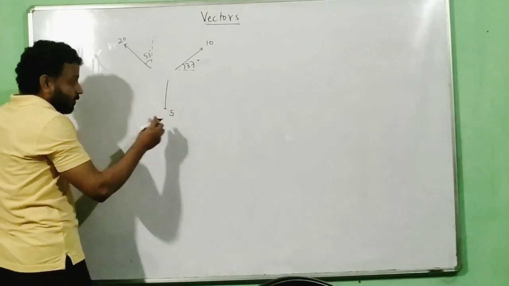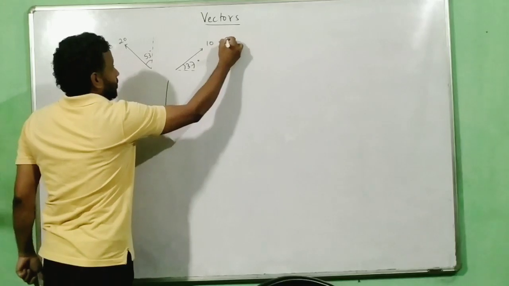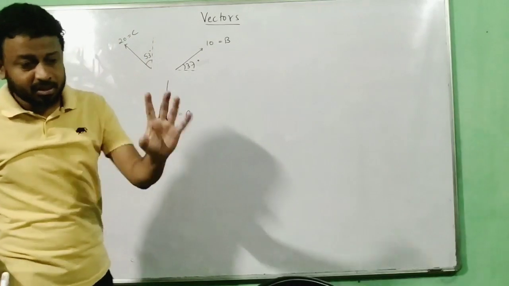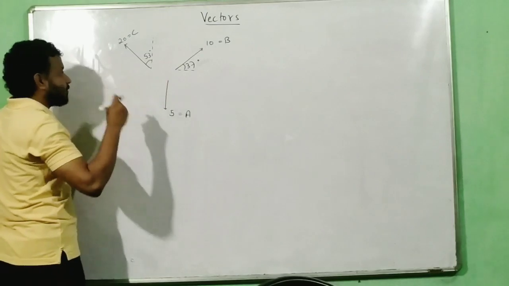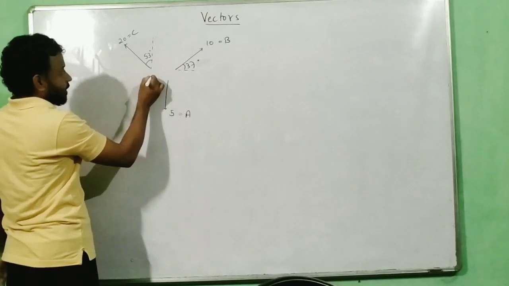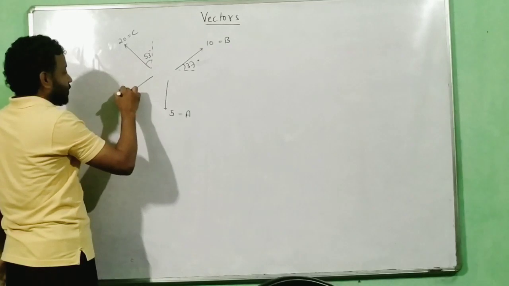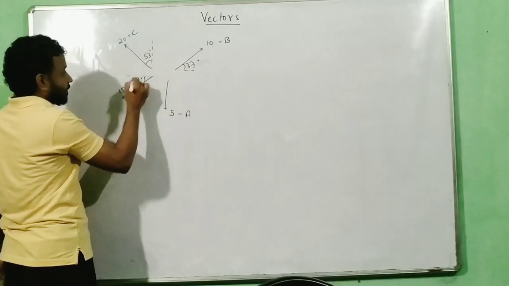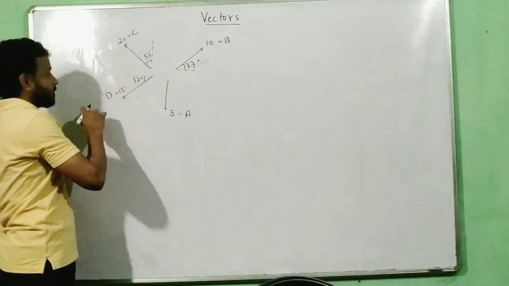Now, first of all, what we are supposed to do is name them. This is called A, this is called B, and this is called C. If there are 4 vectors, make it D. 5 vectors, make it E. No issue. Let's do 4 vectors in this question only. Say that there is one more vector over here, and that vector is 15, and this makes an angle of 37 degree. So A vector, B, C, and then this is my D vector.